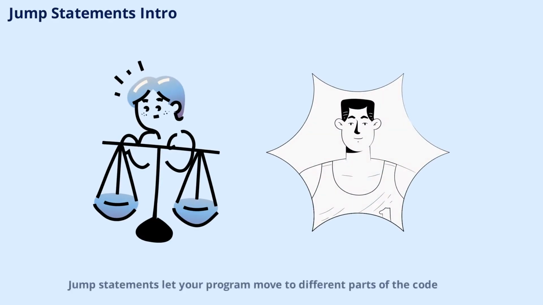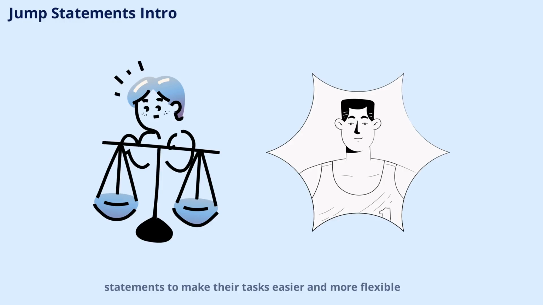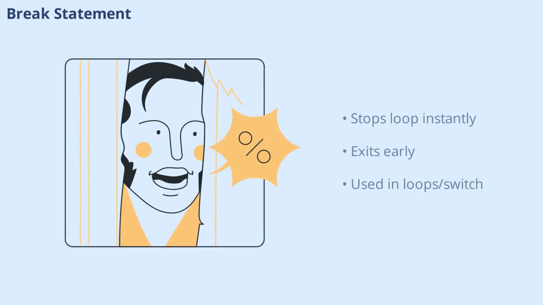Jump statements let your program move to different parts of the code, like taking shortcuts or skipping steps. In Java, the main jump statements are break, continue, and return. These are helpful for controlling loops and methods. Let's see how our animated friends use jump statements to make their tasks easier and more flexible.